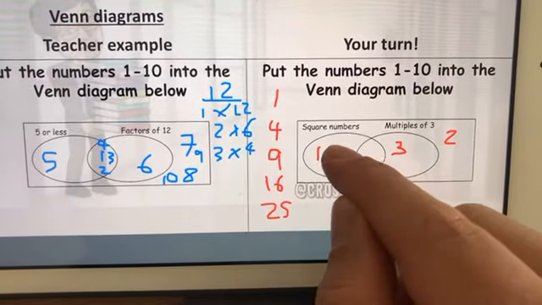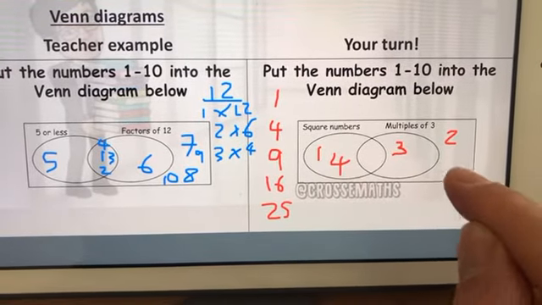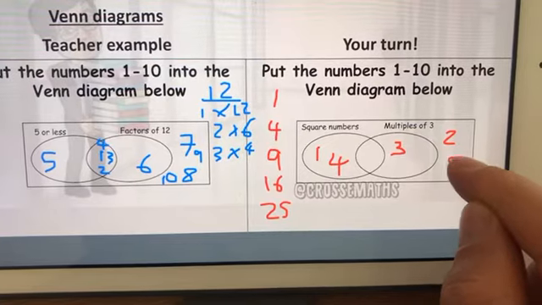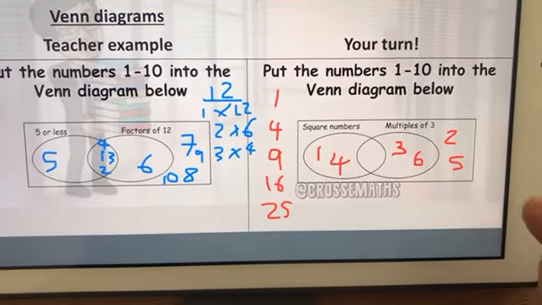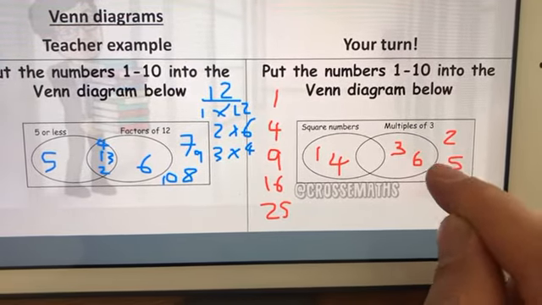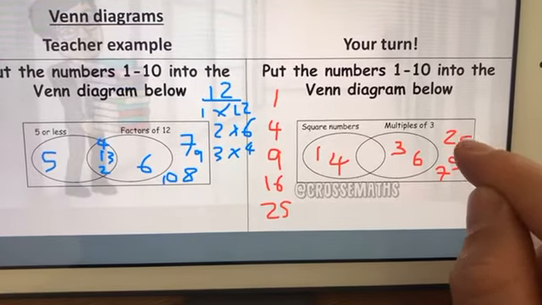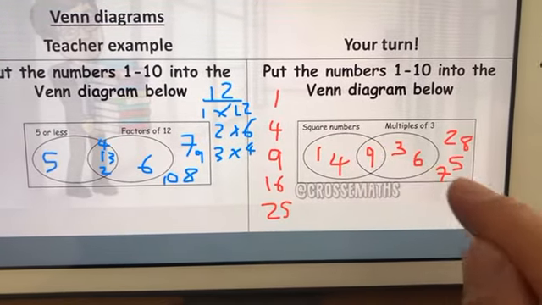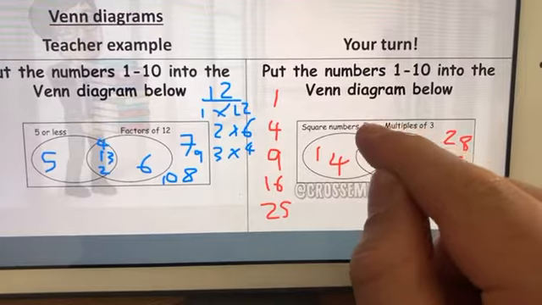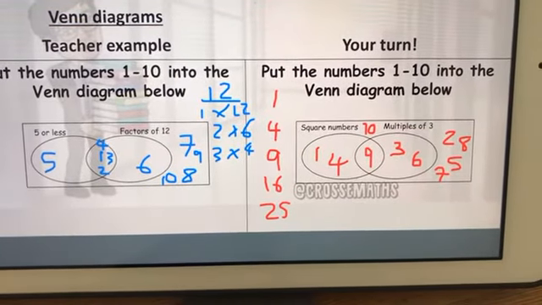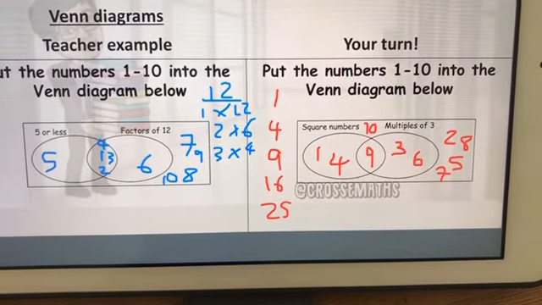4 is a square number, but it's not in the 3 times table. 5 isn't either. 6 is in the 3 times table. 7 isn't in either. 8 isn't in either. 9 is both. And 10 isn't either one. Okay? And that's how it works. That's all Venn diagrams are, just to start us off. That's the basics of them.